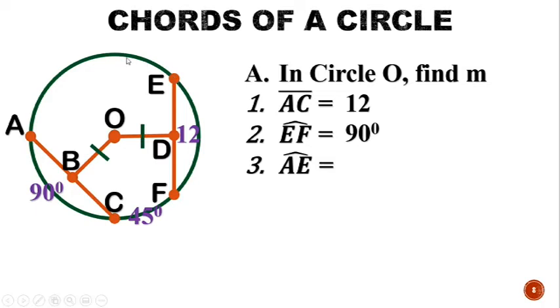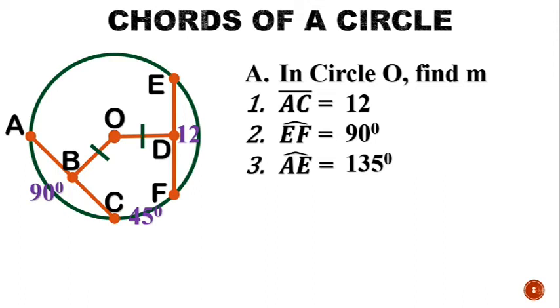Tingnan natin yung buong circle. 360 degrees yan. Alam natin yung tatlong parts. This is 90, this is 90, and this is 45. So 360 minus this 90, minus 45, and minus this 90 will give us the measure of arc AE. And that will be 135 degrees.